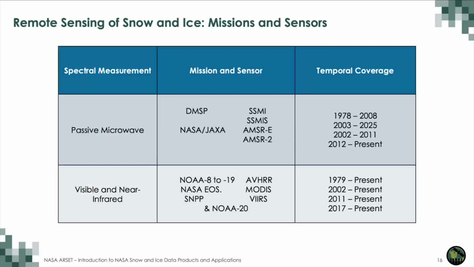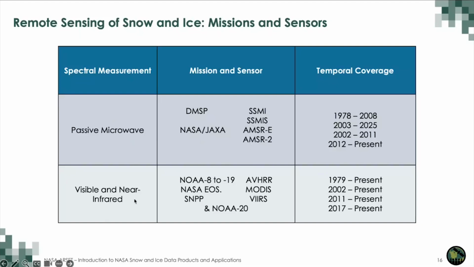We also saw several products, and here are a couple of tables that will summarize these products. So remote sensing of snow and ice, these missions and sensors are shown here. We saw that spectral measurements, both passive microwave and visible and near infrared spectral measurements, are used. Missions for passive microwaves are DMSP, SSMI, SSMIS, and NASA JAXA AMSR-E and AMSR-2.